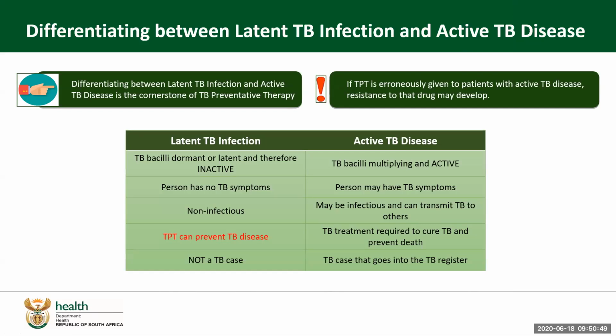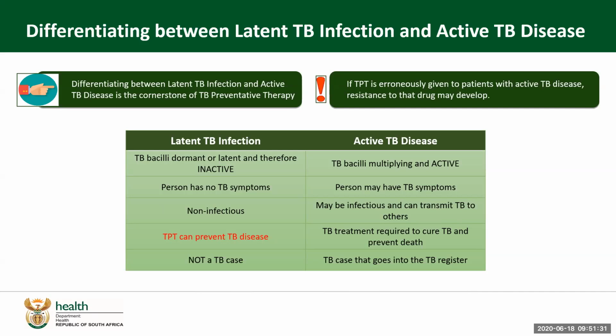The table we are showing here shows us what are the differences between latent TB infection and active TB disease. On the left side, colleagues, you can see we talk about what are the features of latent TB infection. Let me start with the first one. When a person has latent TB infection, that means they have TB bacilli in their body, lying dormant or latent, and those bacilli are not actively multiplying. In short, colleagues, the bacilli are inactive.